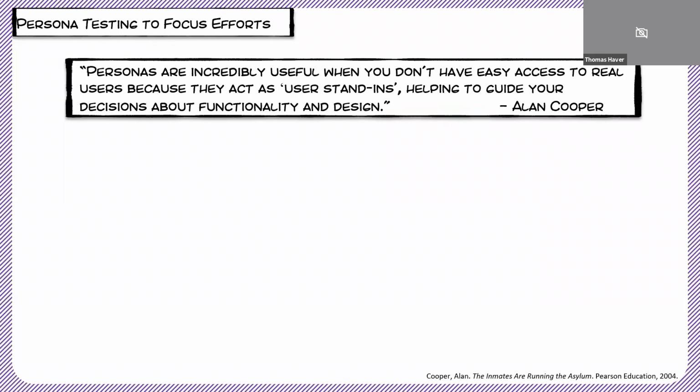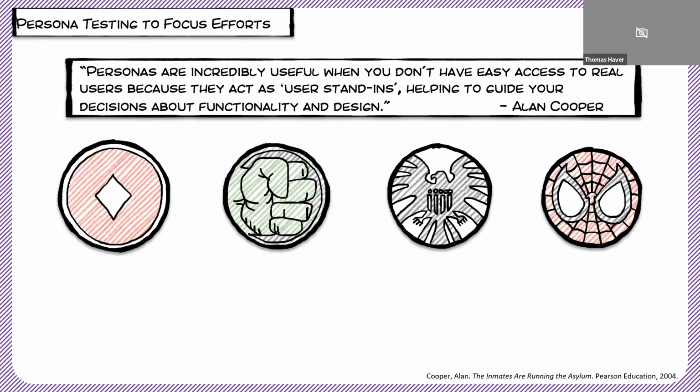So at this point, I've been talking largely about functional testing and some of the misnomers that people have associated with that. One of those that we should change the development focus and automation focus for is around persona-based testing. Alan Cooper, who wrote The Inmates Are Running the Asylum, said personas are incredibly useful when you don't have easy access to real users because they act as user stand-ins, helping to guide your decisions about functionality and design. So in persona, we look at, say, our different user types. Ideally, you can garner this information from, say, the analytics or the marketing team to try to understand what our end users are doing. That way we can focus our development on them as well as our tests on them.